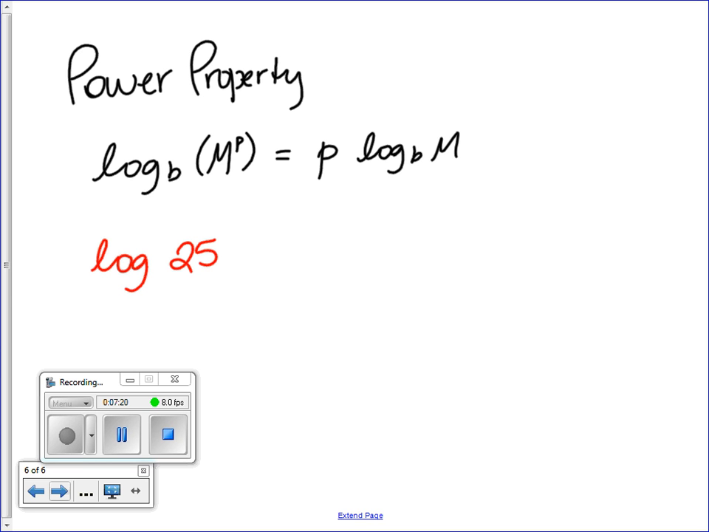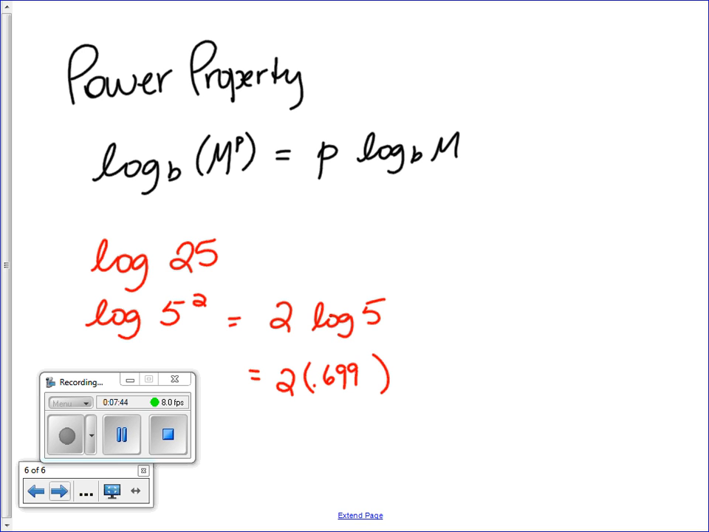So let's say I'm looking for log of 25. Okay? 25 is on the chart. I'm going to rewrite this as log of 5 squared, which would be equal to 2 times whatever the log of 5 is, or 2 times log 5. And that would be the log of 25.